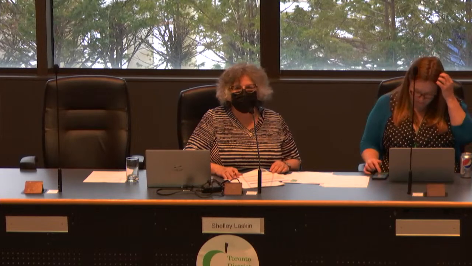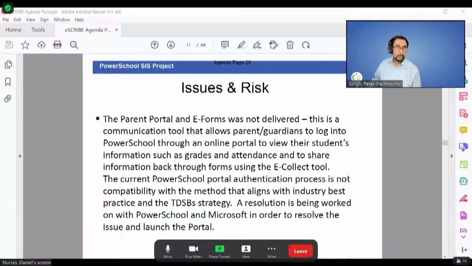Are there any questions? Ms. Pilkey. Sir, I have a couple of questions. Thank you, Madam Chair, through Mr. Singh. On the page that says issues and risks, it notes that the current PowerSchool portal authentication process is not compatible with the method that aligns with industry best practice and TDSB's strategy. Are there other areas where the PowerSchool doesn't align with industry best practice? It seems odd that that would be a problem for them. Could you speak to that a bit more?